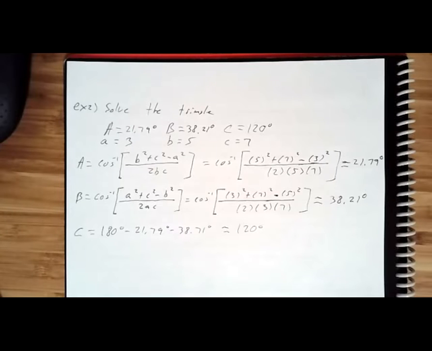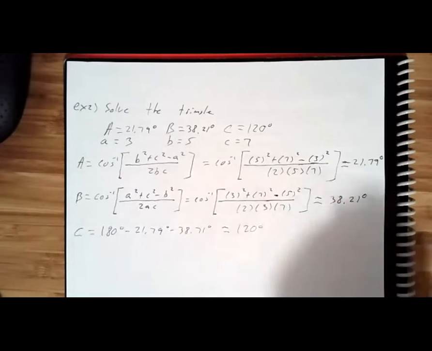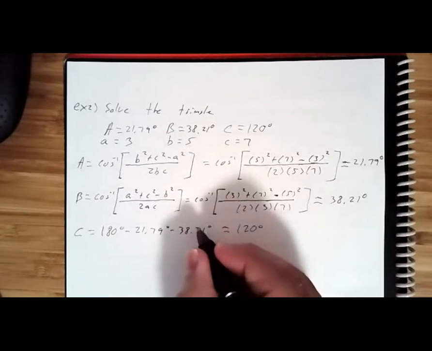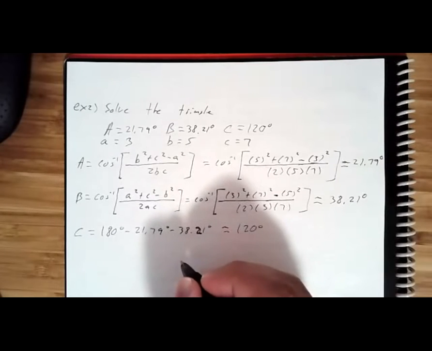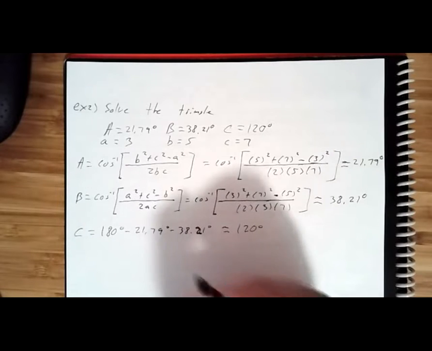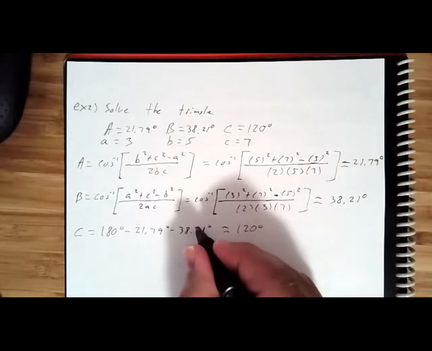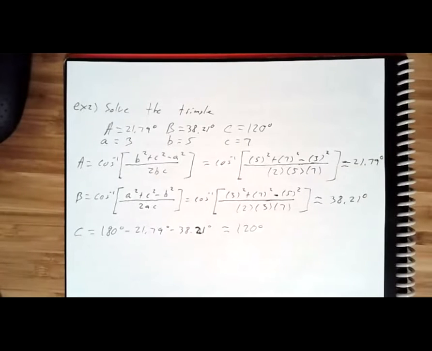Just about. Sure. Did you write 38.71 instead of 21? Here, right? Mm-hmm. Yeah, I did. Any questions on example 2? Good to go on that one. Is it pretty straightforward?